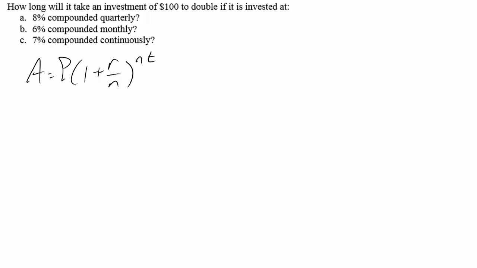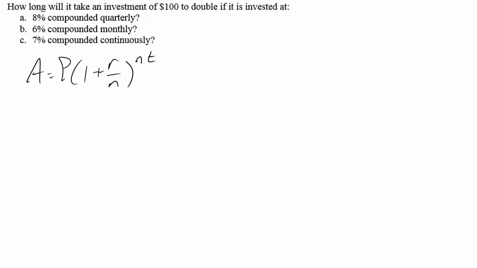So A is the amount after compounding, P is the principal or starting amount of money, 1 is, well, 1. R is our interest rate. Remember, that's going to be as a decimal, though. N will be our number of times per year compounded, and T is going to be the amount of time in years. Now in this case, since we're looking for how long, we'll be solving for T, and that'll be true for each one of these three parts.